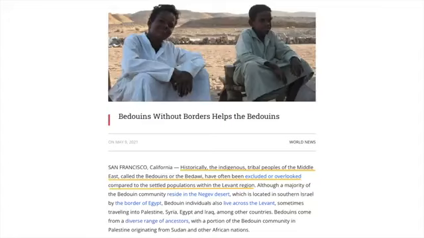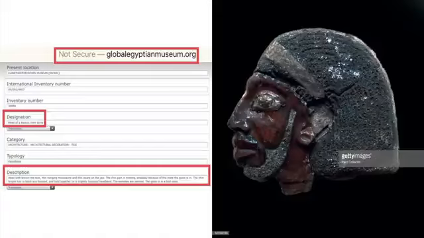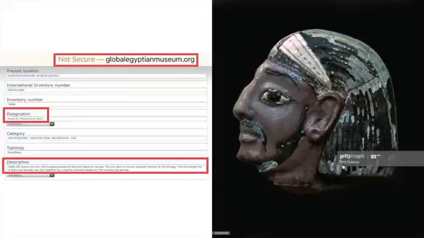And so when it comes to Bedouins, historically the indigenous tribal groups or tribal peoples of the Middle East, called the Bedouins or Bedouari, have often been excluded or overlooked compared to the settled populations within the Levant region. And as you can see at the top is Bedouin boys, two Bedouins, quite dark skinned. And here's a Bedouin head from Syria. Just want to re-show you that when it comes to the Bedouins of ancient times, they too are dark skinned. Two Bedouins depicted by Egyptians, and these Bedouins were situated in Syria.